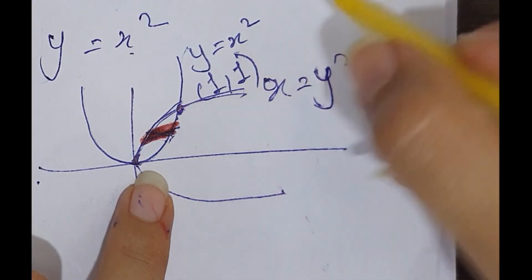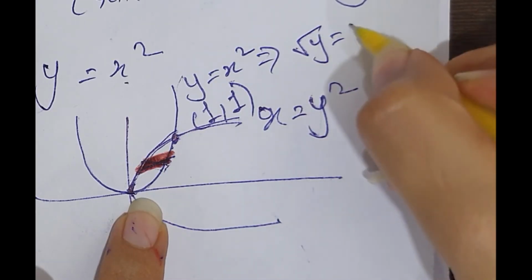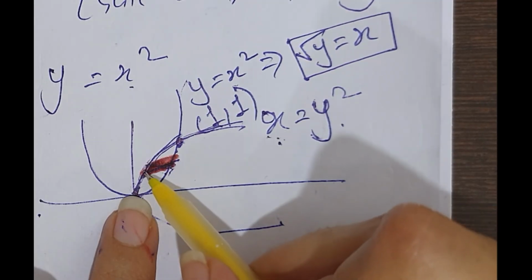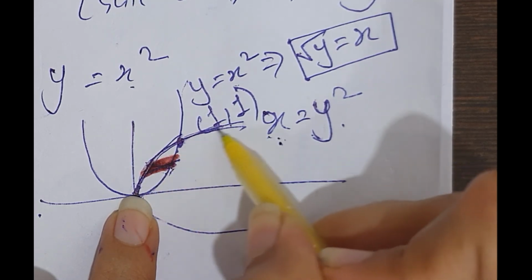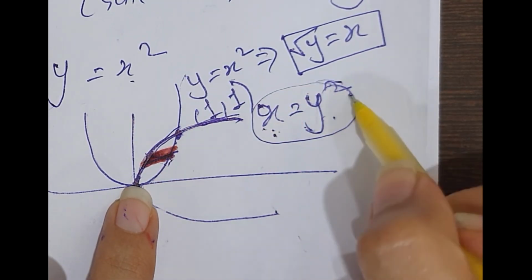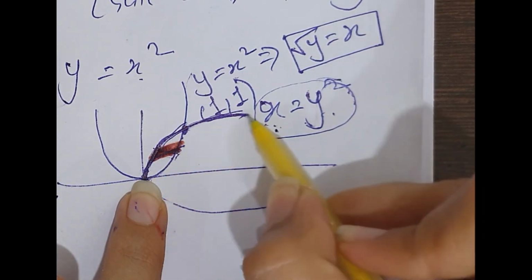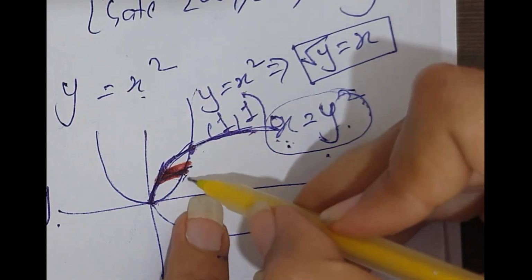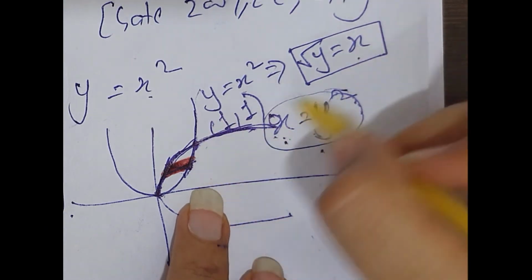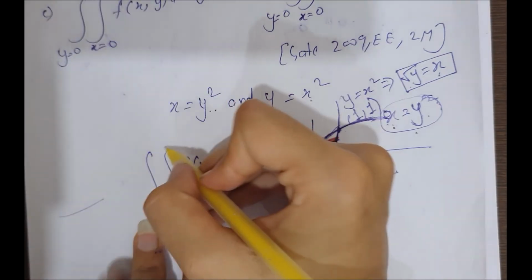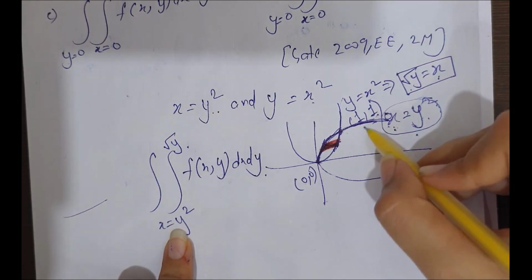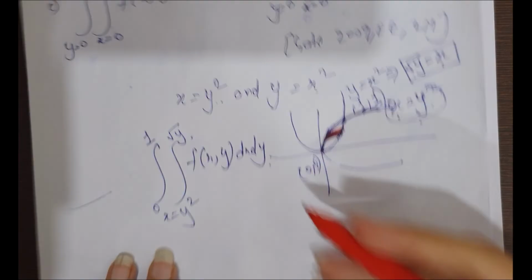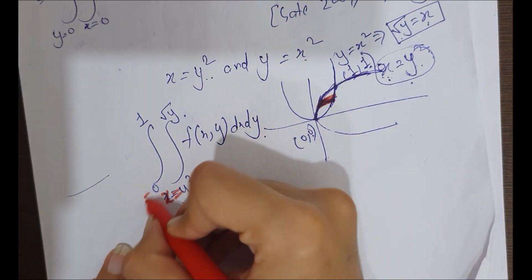The value of x from here comes out to be root y is equal to x. Here the value of x is equal to y square. So as you can see, the lower part of the strip is on this curve and the value of x on this curve is y square. This is the lower part of the strip, so x will be y square here, and the upper part of the strip is on this curve, so the value of x on this curve is root y. And now the value of y, as this is 1 1, will be from 0 to 1. So 0 to 1. Here this is the value of x and this is the value of y.